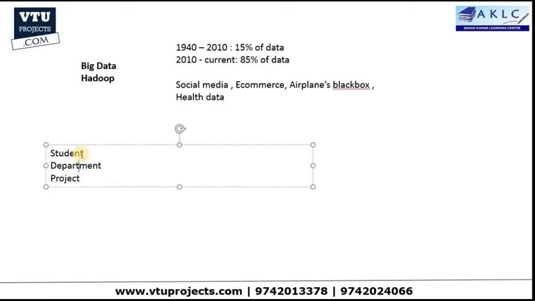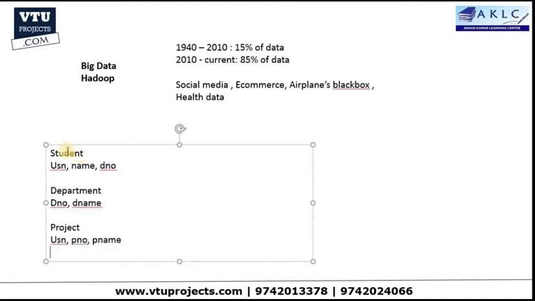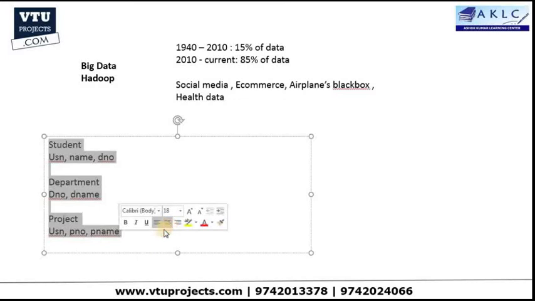In student, you will have USN, name, and department number as the columns. In department, you will have department number, which is the primary key, and department name. And in project, you will have the USN of the student, the project number, and the project name. So you can see a single student's information has been spanned across 3 tables.